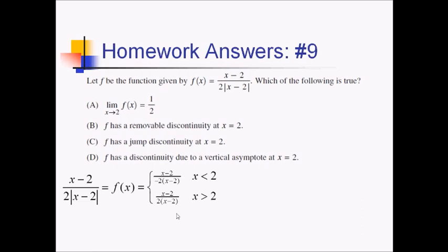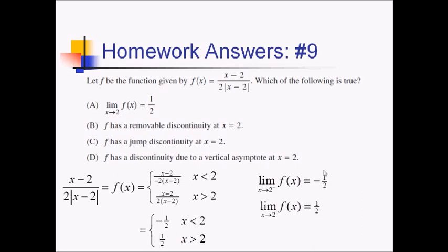Now, to take the limits, we actually have to cancel out these x minus 2's. So that'll give us negative 1/2 for the top rule and positive 1/2 for that bottom rule. All right, now let's take our left and right limits so we can see if we have any discontinuities. The left side limit as x approaches 2 from the left is going to just be this negative 1/2 constant value right here. And as we approach 2 from the right side, that's giving us this second rule's constant value of 1/2. Since these are two constants that don't equal each other, that means that we have a jump at x equals 2, which would be option C.